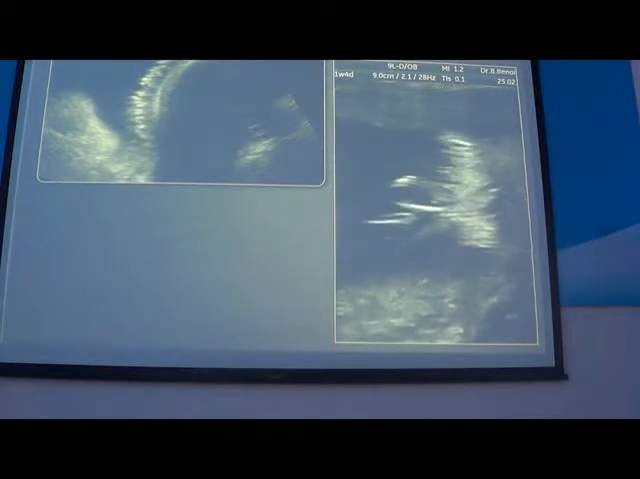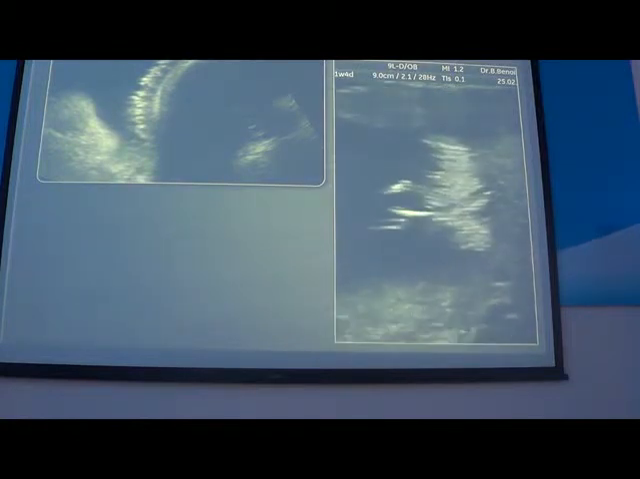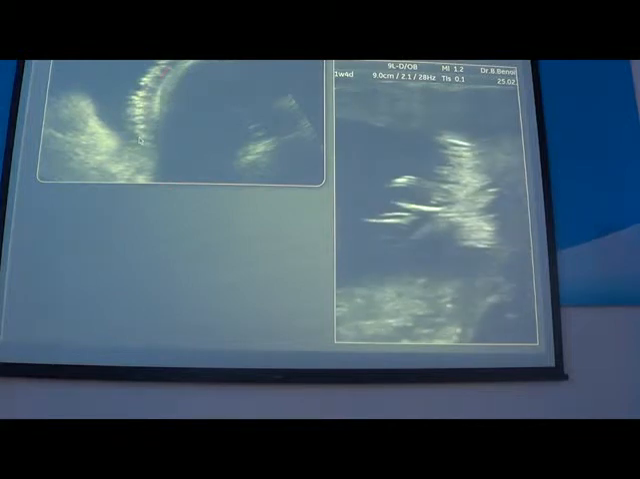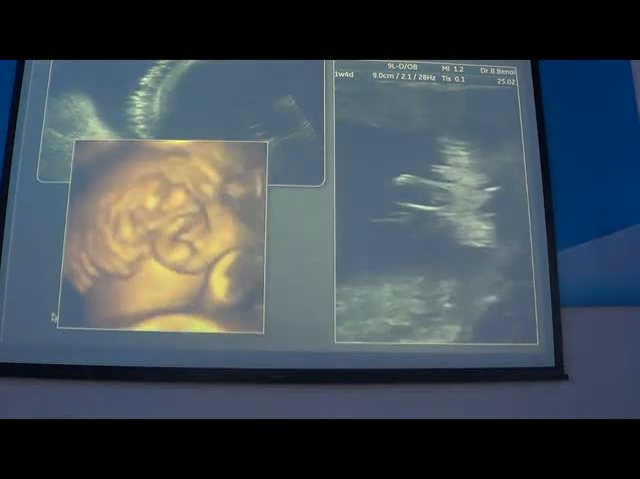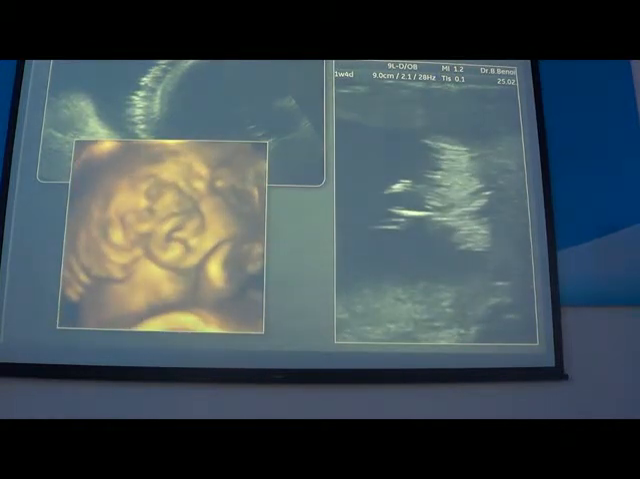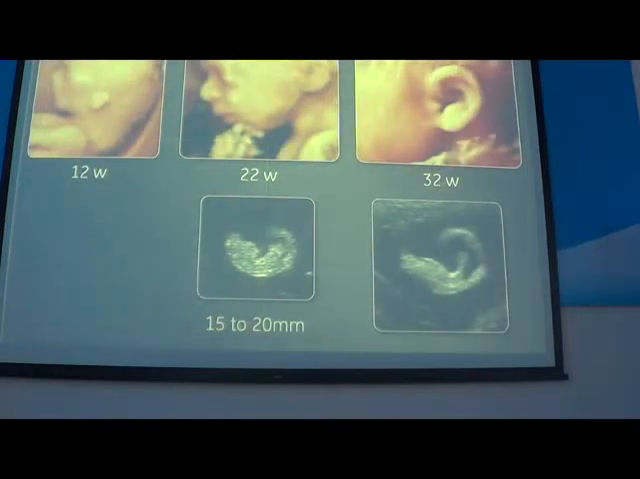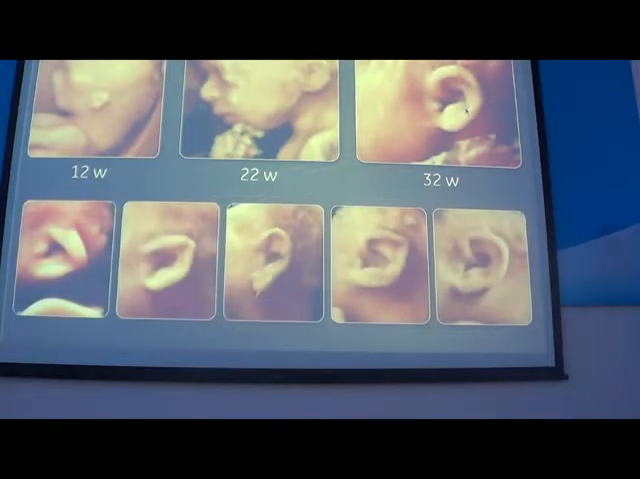Now we move on to the posterior part of the head with the ears. With 4D, a hairy baby. The different aspects of the ear at 12 weeks. At 22 weeks, the ear is round. And at 32 weeks, you can see clearly all the folds.